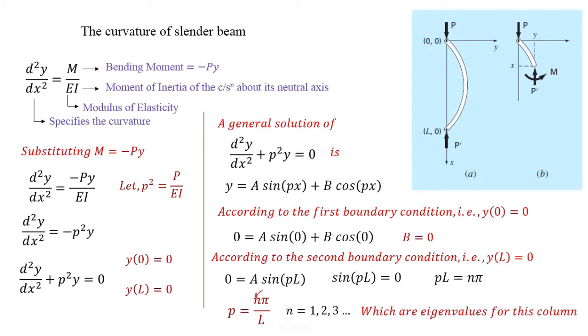Now what is the physical significance of eigenvalues in our column problem? Each eigenvalue corresponds to a way in which the column buckles. So this is the equation of our eigenvalues. When we put n equal to 1, we will have p is equal to pi over L. For this eigenvalue, our column takes this shape. When we put n equal to 2, we will have this kind of shape. For n equal to 3 and n equal to 4, we will get this kind of shape. Now if you recall our previous slide, then we approximated P over EI is equal to p square.